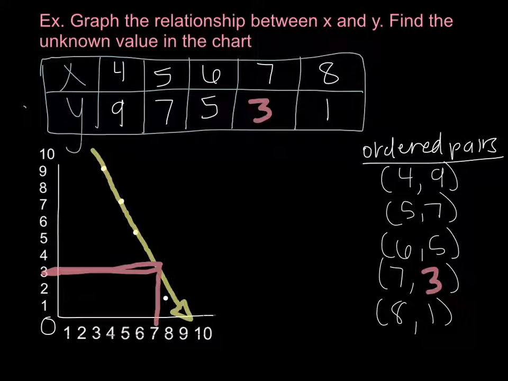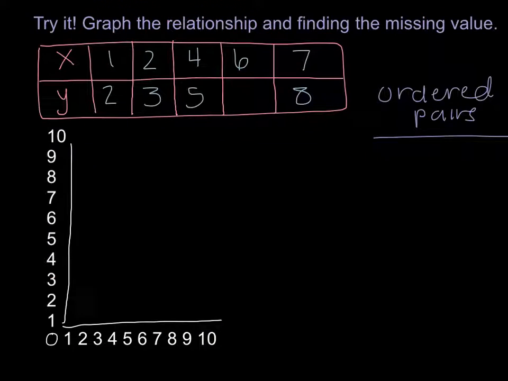Now if you've done these perfectly, or if you're using graph paper, it'll always line up. If it doesn't always line up, it's probably because you don't have a ruler and you're eyeballing it, so sometimes that happens. Okay, now it's your turn to try it.